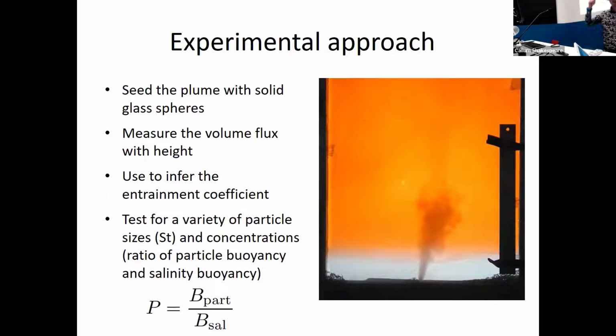So all of these particles want to sink down, whereas the plume's rising up. In most cases. I will talk about one situation that's not like that. And if we think about this parameter, if it was 0, then we've just got our normal plume. And if it goes up to 1 effectively, then we've got perfectly offsetting particle buoyancy and salinity buoyancy. So we'll be within that range of 0 to 1. And we're going to see how the entrainment coefficient develops.